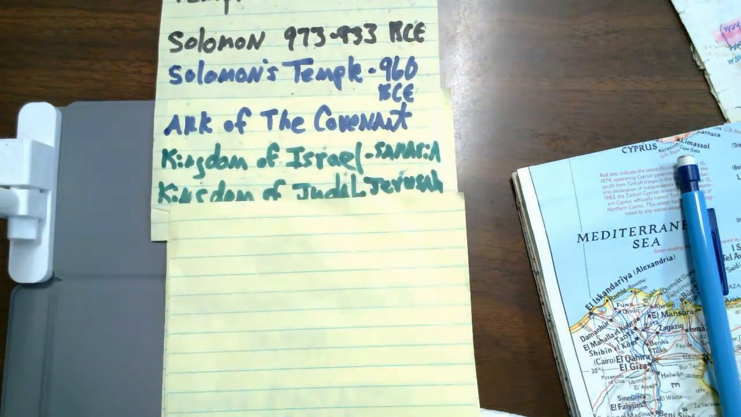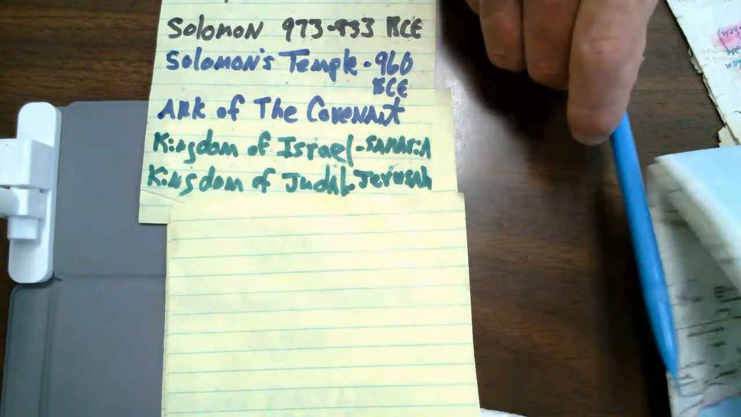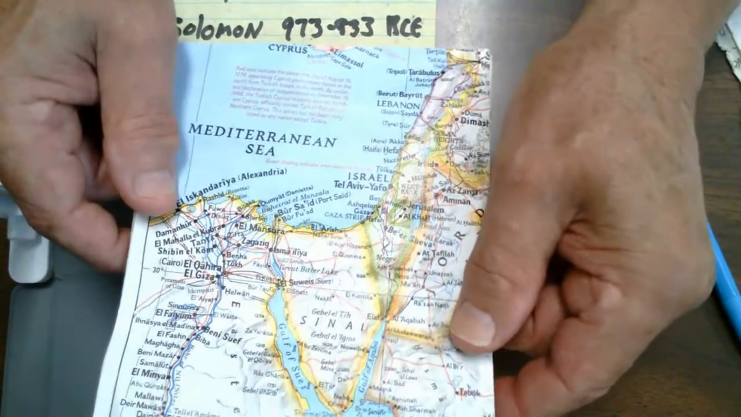All right, now, unfortunately for the Hebrews, they were weak. And upon the death of Solomon, the Hebrews divided. Now, united, they're weak. Divided, they're just ready to be picked off piecemeal. Now, if I had a larger map, I would show you how it was divided, but you just have to kind of imagine here with Israel. Perhaps I can use this too.